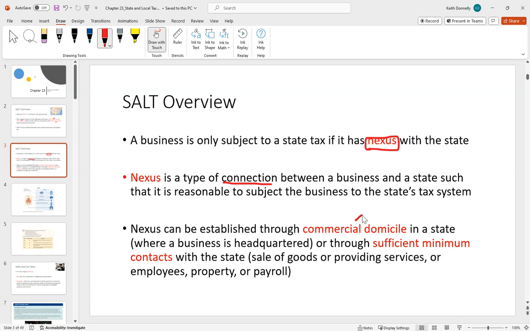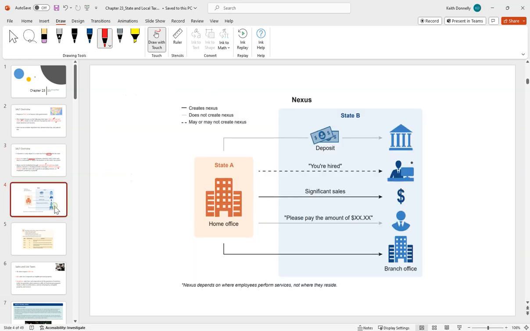It can be where you're domiciled. If you're a C Corp and you filed your articles of incorporation in Delaware, you have a commercial domicile in Delaware, so you have nexus with Delaware. That's an easy way. The more common way is if you have sufficient minimum contacts. In other words, some type of connection that makes it reasonable. Maybe you're selling goods, you're providing services, you have employees, property, or payroll in that state, right? There's a connection there.